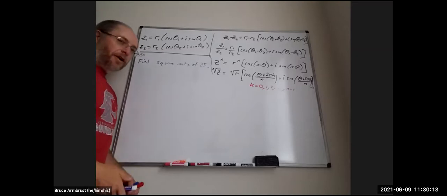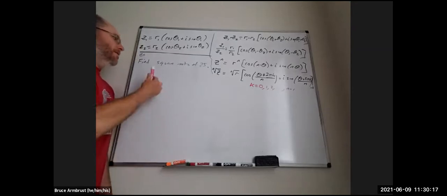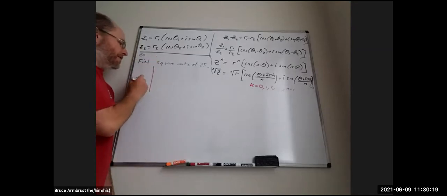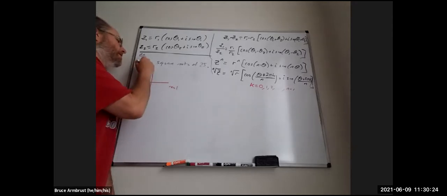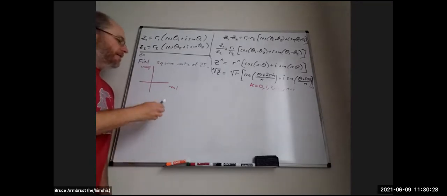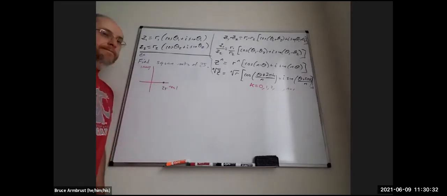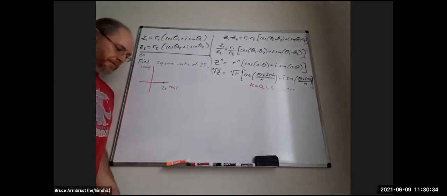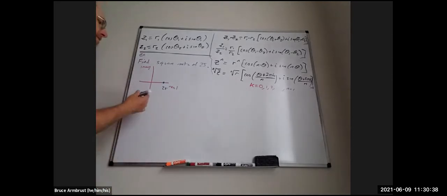All right, so we're going to start by getting 25 in the polar form. So think about where 25 is on our graph. Remember that this is the real axis and this is the imaginary axis. And so 25 is somewhere over here because it's a real number. So let's write it in its polar form.